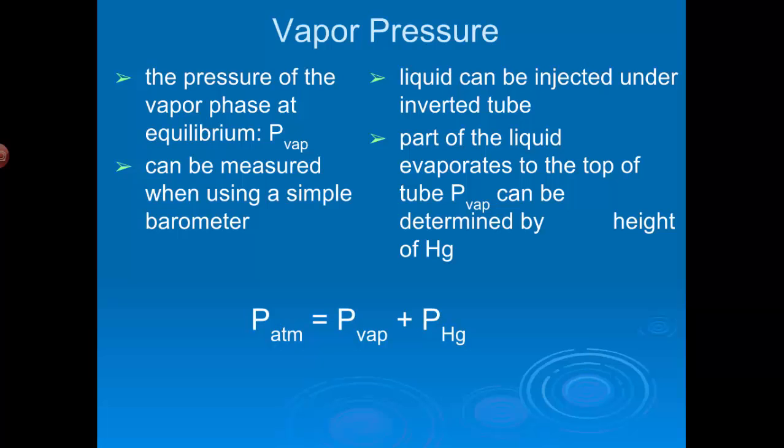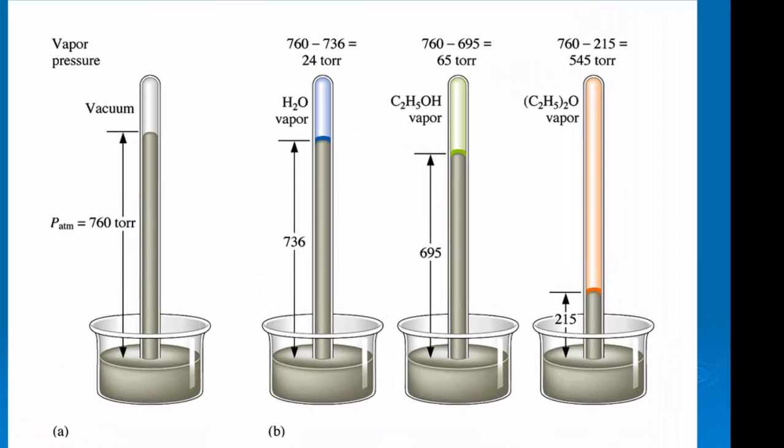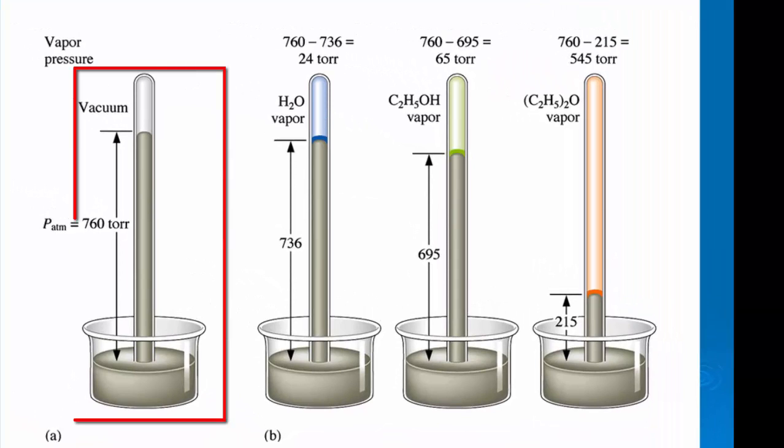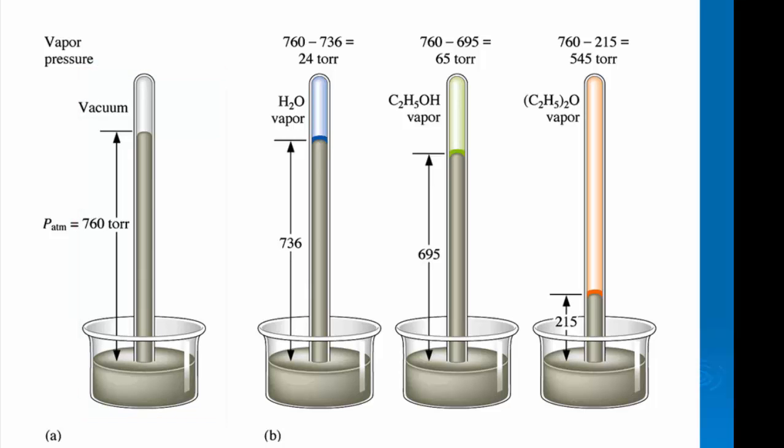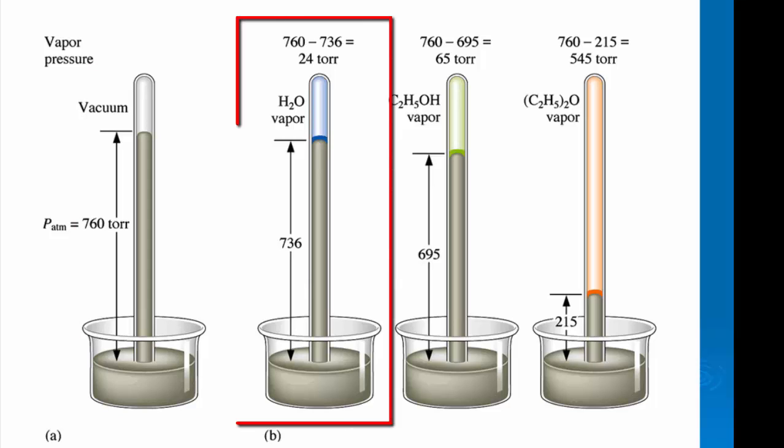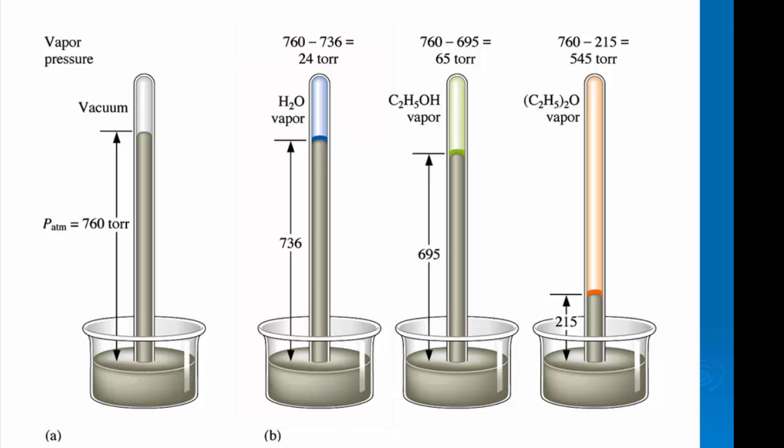So there's your basic equation. The atmospheric pressure is the pressure of the vapor plus the pressure of the mercury. Here on the very left, we have just a simple barometer, a vacuum above it, no liquid, and the height of that mercury column is 760 torr. That's atmospheric pressure. If we then inject a little bit of water into that column, the water goes up to the top. Some of the water evaporates, forming water vapor, which pushes the mercury down a little bit. And so the height of the mercury now becomes 736. So the pressure of the water is 760, the atmospheric pressure, minus the 736 that was left after the water evaporated, and that gives you 24 torr.